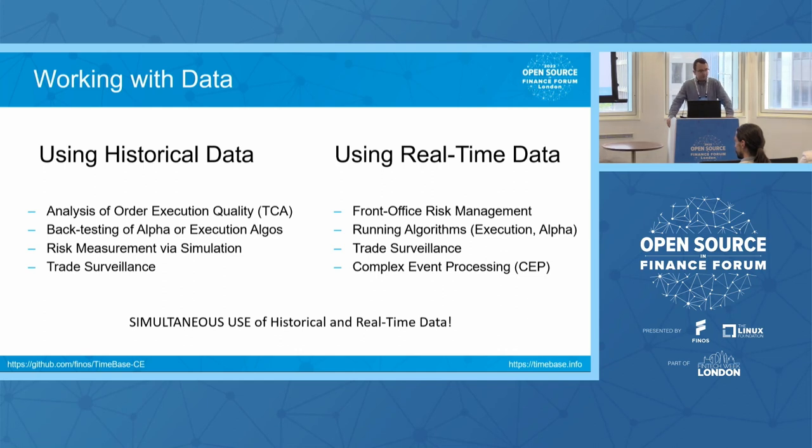Risk measurement and trade surveillance, again, can be done using historical data to build your rule sets, and then apply them to a real-time context. So the fact that on the right-hand side you see a lot of overlap with the left-hand side, that's not a coincidence. That was done by design. Front office risk management, of course, has to be done in real time. Executing the algos that you have built, again, uses real-time data.